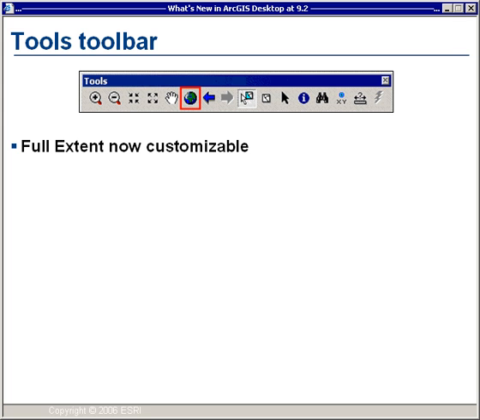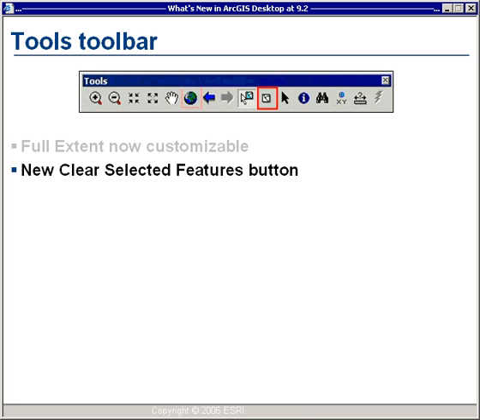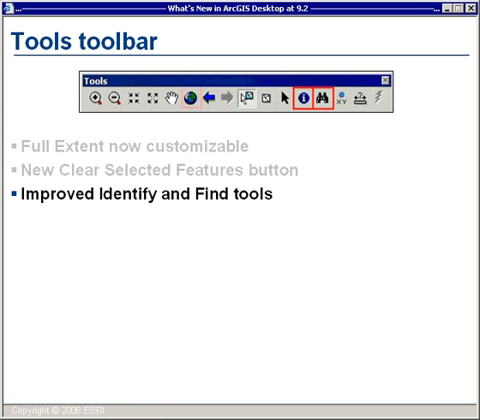Right, finally, on the Tools toolbar, there's been a lot of added functionality and changes to tools we use on a daily basis. The Zoom to Full Extent command is now customizable, and we can define how large or small we would like this full extent for a single data frame to be. Clear Selected Features is now available directly on the Tools toolbar. And like I said earlier, there's more options for navigation and selection within ArcMap, including to navigate to and select features that were identified inside the Find and Identify dialogues.